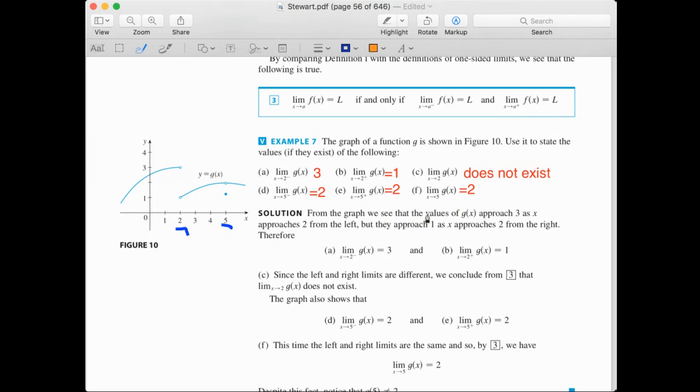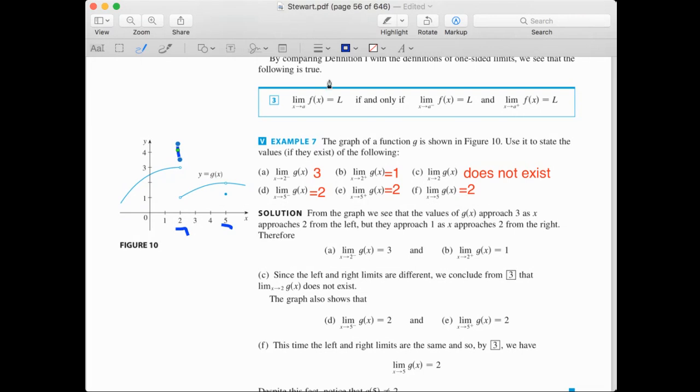All right, let's see the difference so far. When x equals 2 at this point, the left limit equals 3. The right limit equals 1. They do not agree. So we conclude the limit at x equals 2 does not exist. The second point, 5. The left limit equals 2. The right limit equals 2. So the limit does exist. And the limit when x approaches 5 equals 2.